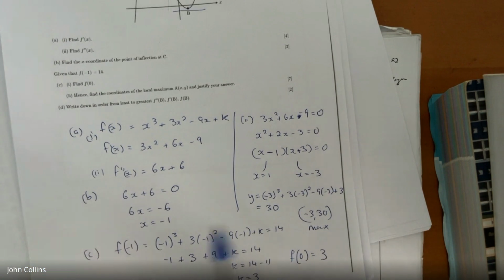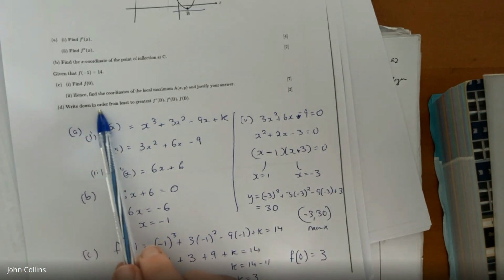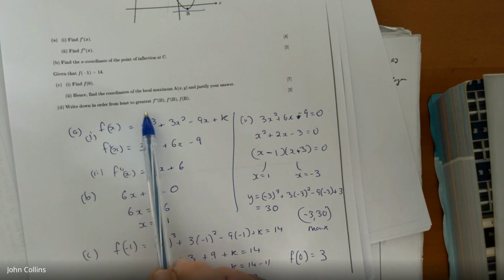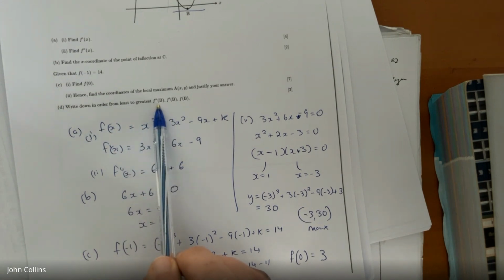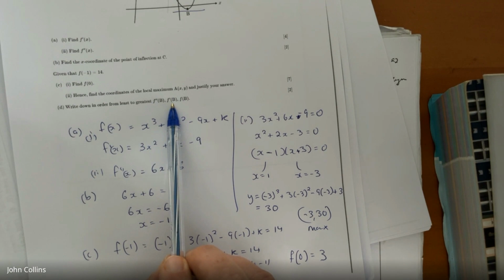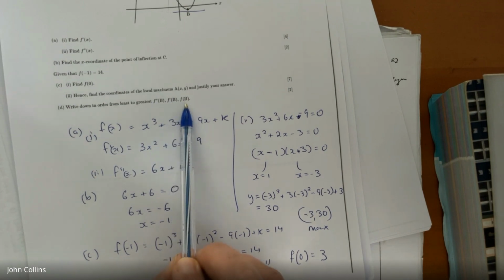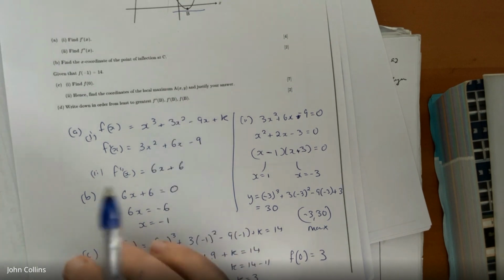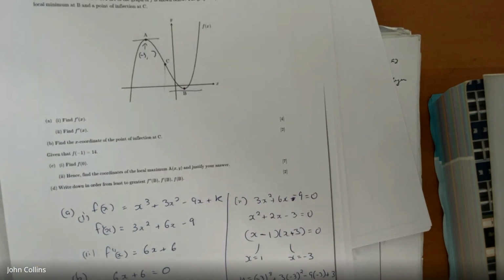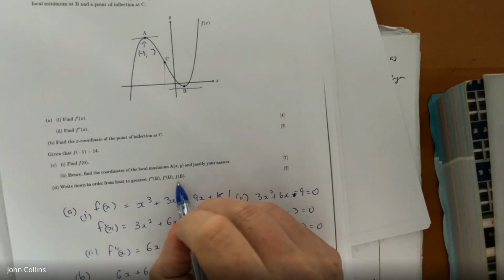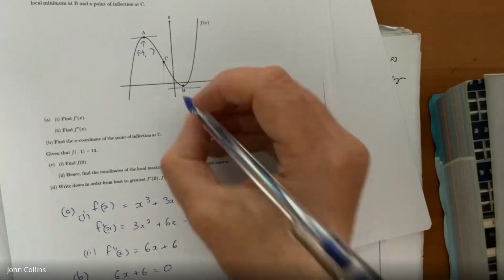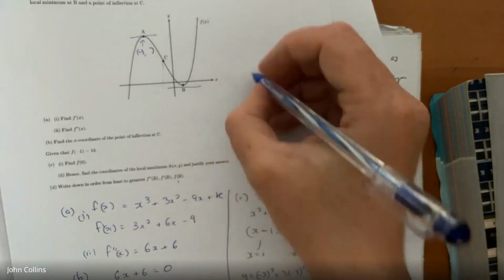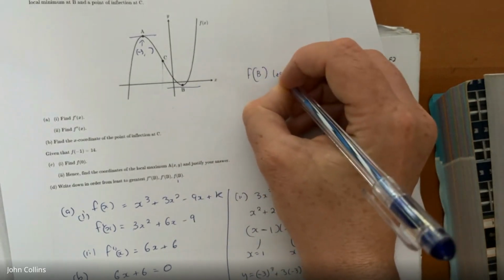Okay. Part D, hence write down in order from least to greatest the second derivative at B, the first derivative at B, and the function at B. So you're kind of looking at the y values of these, which is going to be bigger or smaller. So we just use the graph to figure this out. So f at B is less than 0. Definitely, look, the function already at B is less than 0.